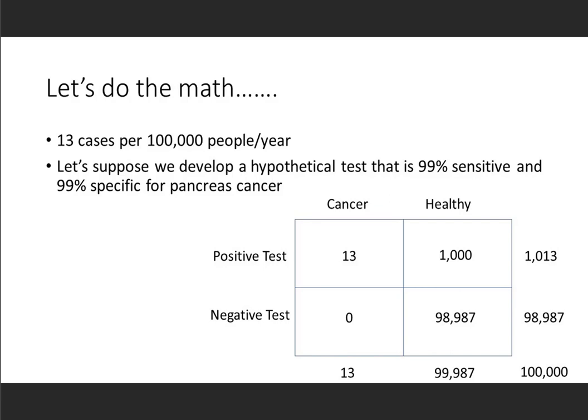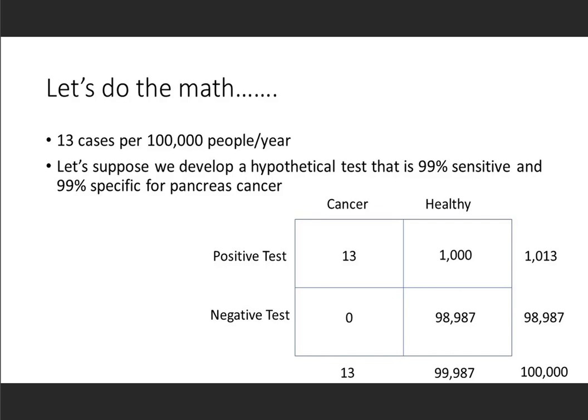And sensitivity, for those who don't know, let me just step back, is the performance of the test if cancer is present: the test will identify it. So if we had a crystal ball and could clearly identify who had the cancer, the test was so good that 99% of the time it would capture a person who had pancreas cancer.